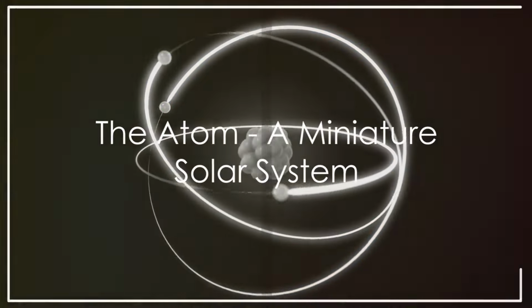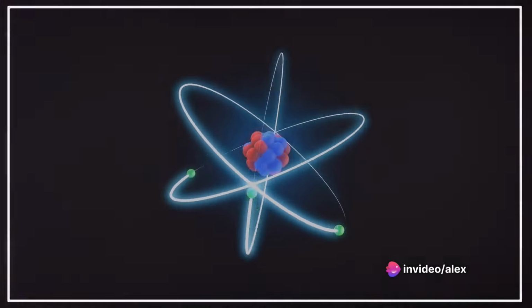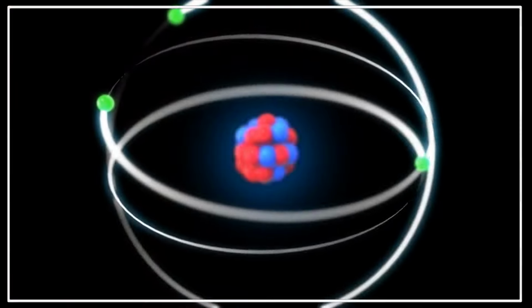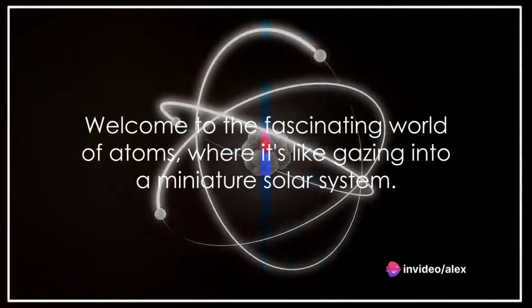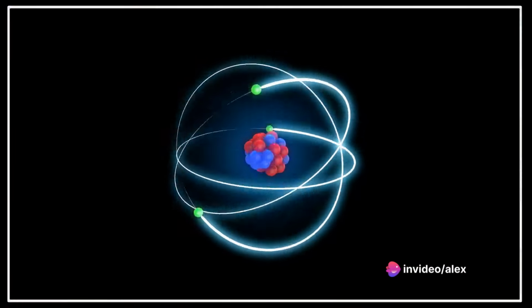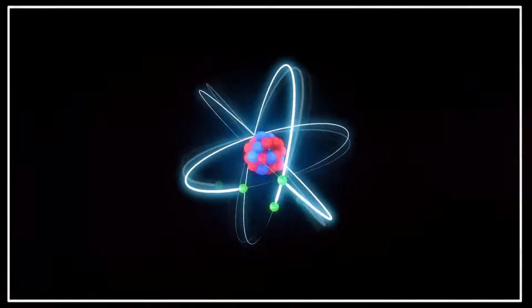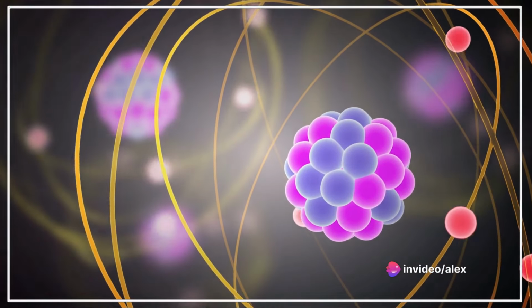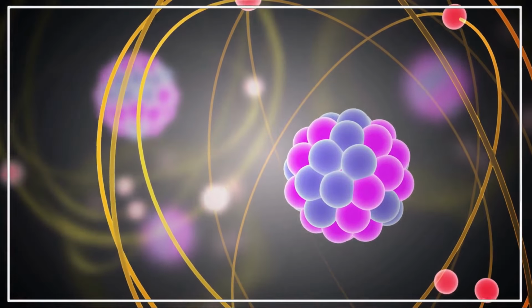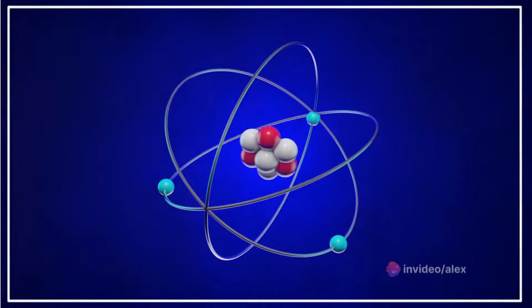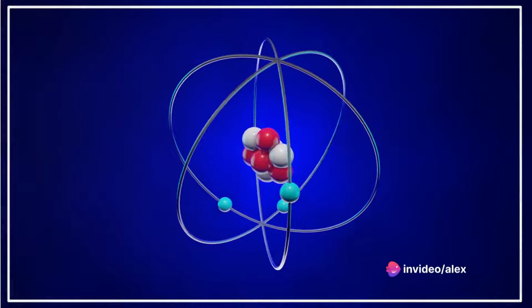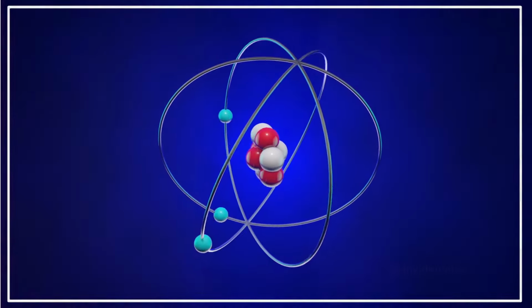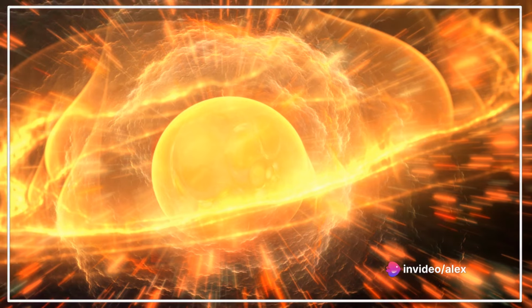Imagine a miniature solar system. Now replace the sun with a dense nucleus, and the planets with tiny particles called electrons. Welcome to the fascinating world of atoms, where it's like gazing into a miniature solar system. At the heart of this system, instead of a glowing sun, we find a dense nucleus. This nucleus, though tiny, is the heavyweight champion of the atom, accounting for almost all of its mass. It's packed with protons and neutrons, particles that carry a positive charge and no charge respectively.